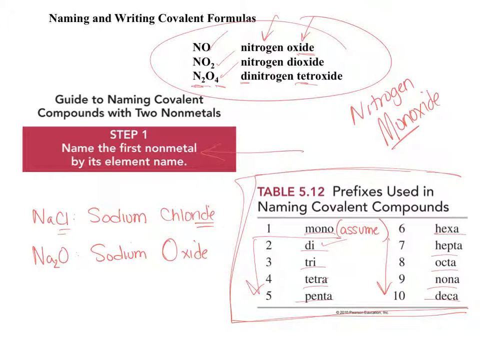It's kind of like when you write a chemical formula. We don't write N1O1. If N is there, we assume there's 1. If there's more than 1, like O2, it would be written.